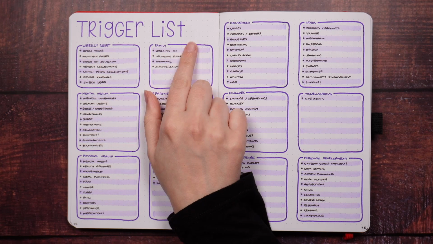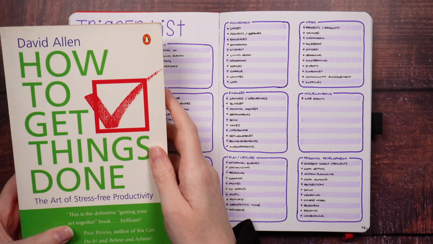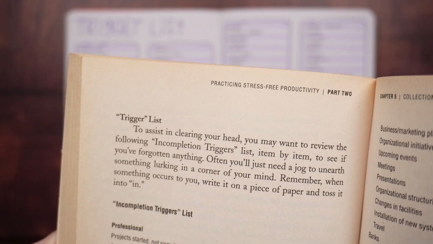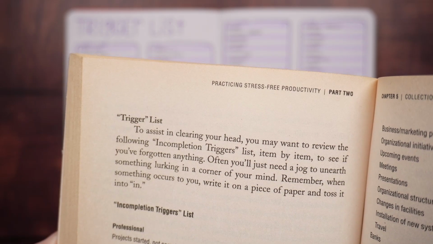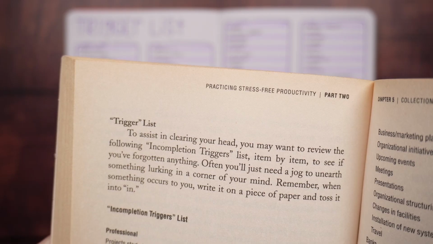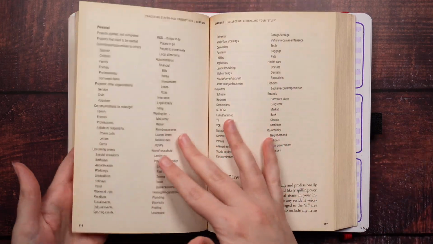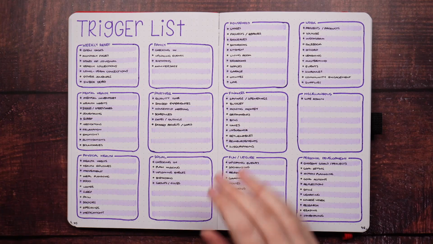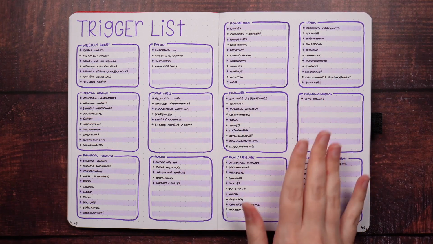The term trigger list comes from David Allen's book How to Get Things Done, or Getting Things Done, depending on the edition, and the list is described as being a set of incompletion triggers, or prompts that can help jog your memory when it comes to writing down your thoughts. While David Allen does have lists in the book for us to use, I personally prefer making your own list, mainly because then it can be completely tailored to your life.